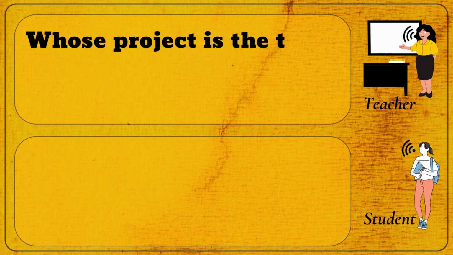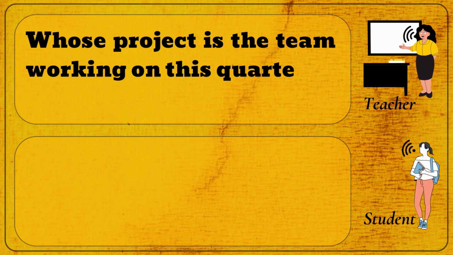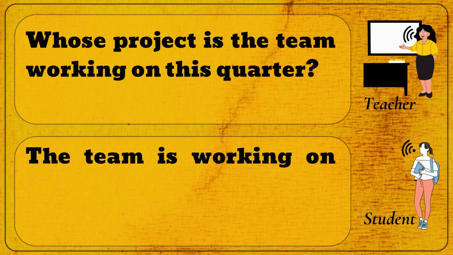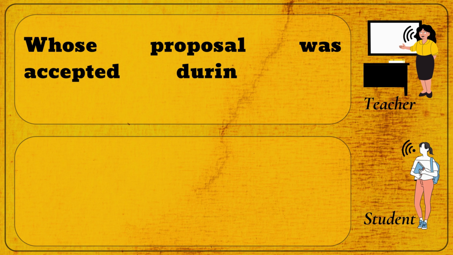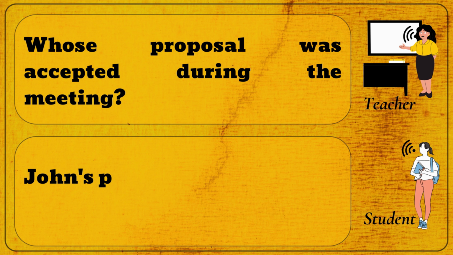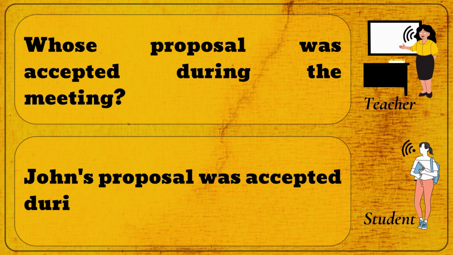Whose project is the team working on this quarter? The team is working on Emily's project this quarter. Whose proposal was accepted during the meeting? John's proposal was accepted during the meeting.